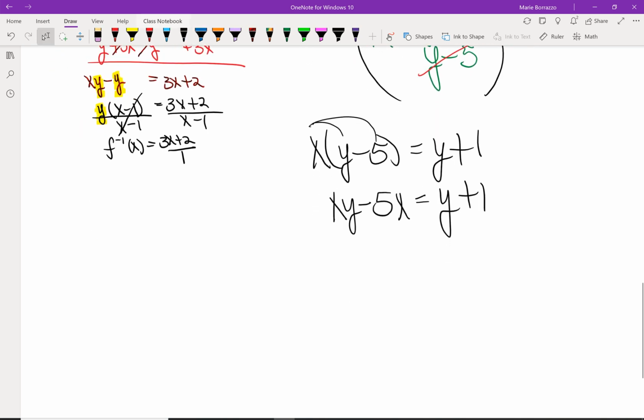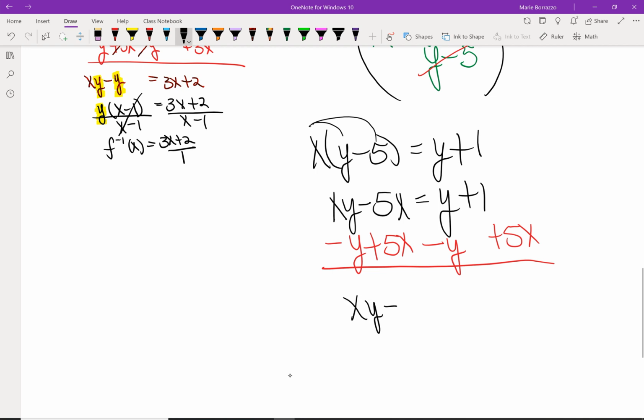All right, I'm going to subtract that y and bring it to the left-hand side of the equation. I'm going to add the 5x and move it to the right-hand side of the equation. And so in doing so, I'm now left with xy minus y is equal to 5x plus 1. If I factor out a y, I'm left with y times (x minus 1) is equal to 5x plus 1.